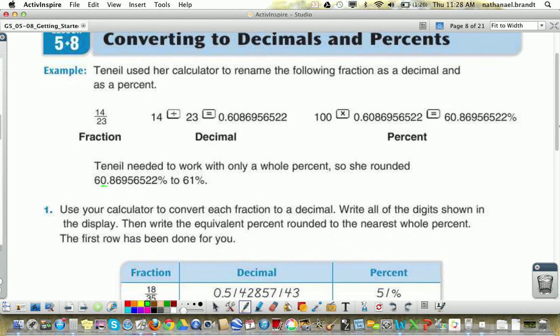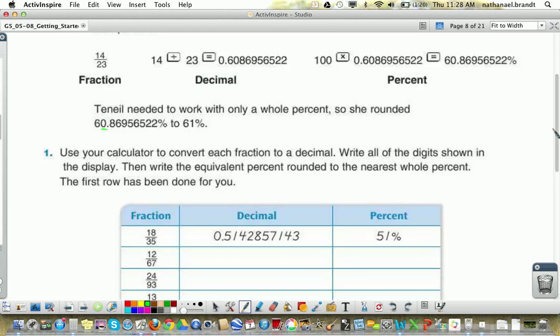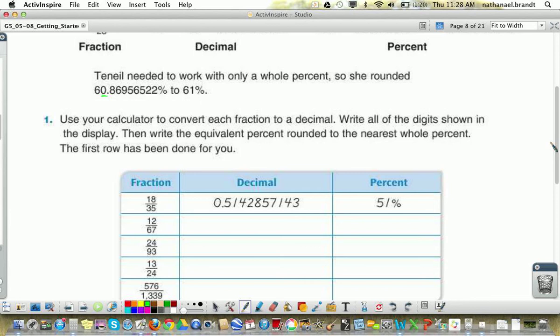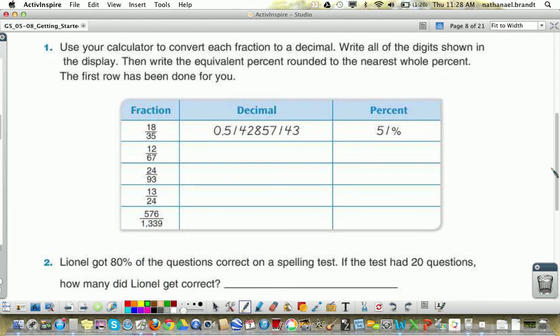So I'd like for you to hit pause, and I would like for you to go ahead and do problems, or fill out the rest of the chart using the strategy from above.